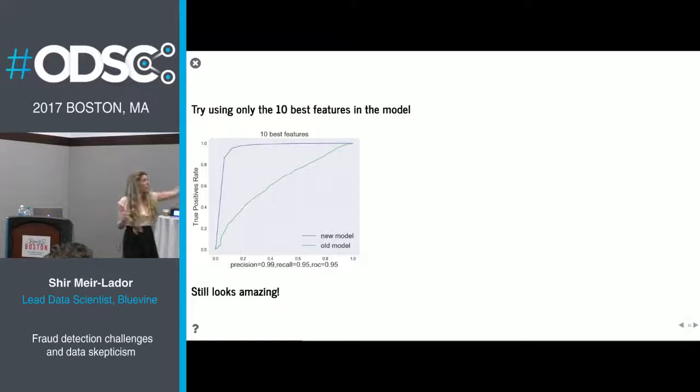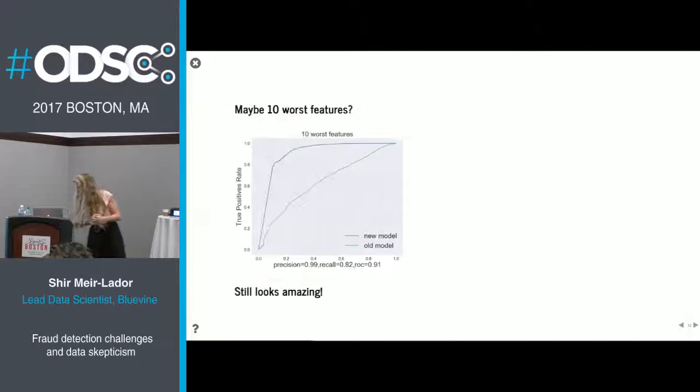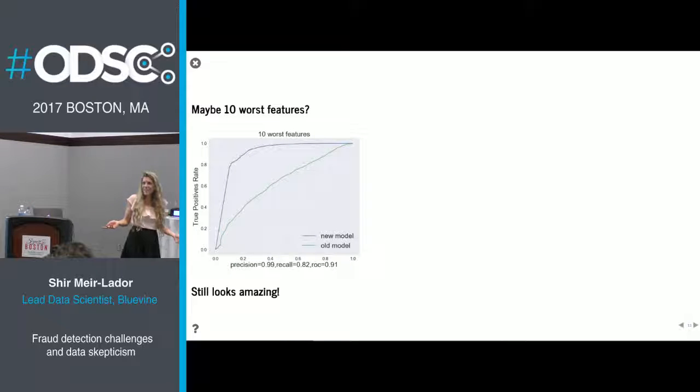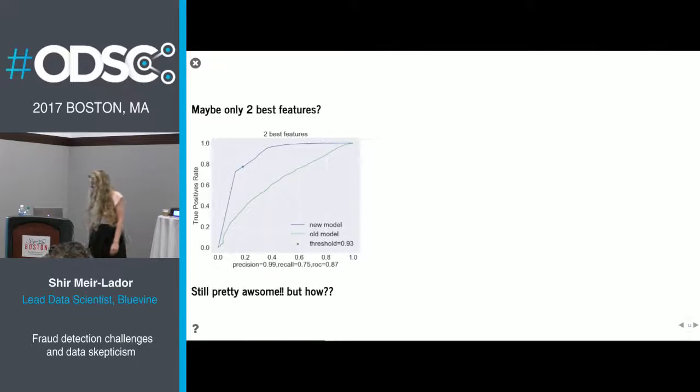And then I got this ROC. Still amazing. So I said, well, let's try something else. Let's take the 10 worst features. Maybe here the picture will be a bit different. And still, really nice results. What is this? What's going on here? So I said, OK, let's make it very, very simple. Let's just take the 2 best features. And this is what I got. Still a really nice model, only with 2 features.